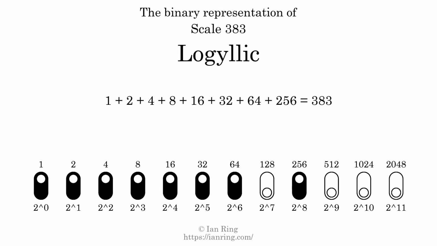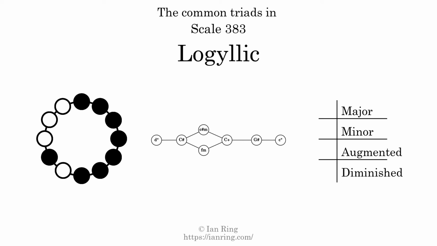The scale number not only enumerates the scale with a unique index, but it also literally describes the tonal content of the scale. Represented as a binary number in base 2, the scale number is 0001011111111. Here are the common triads present in this scale.